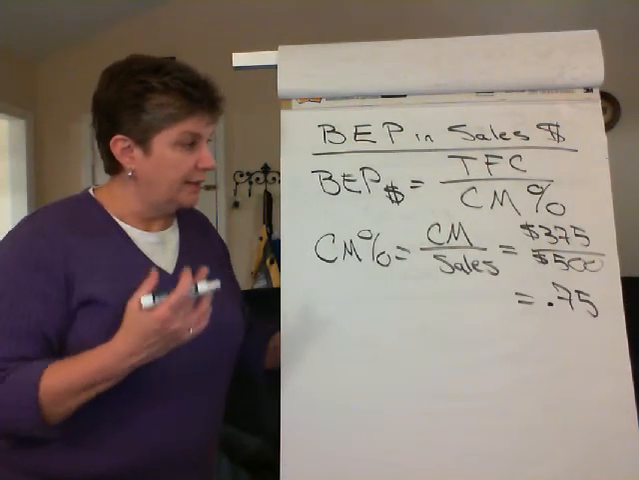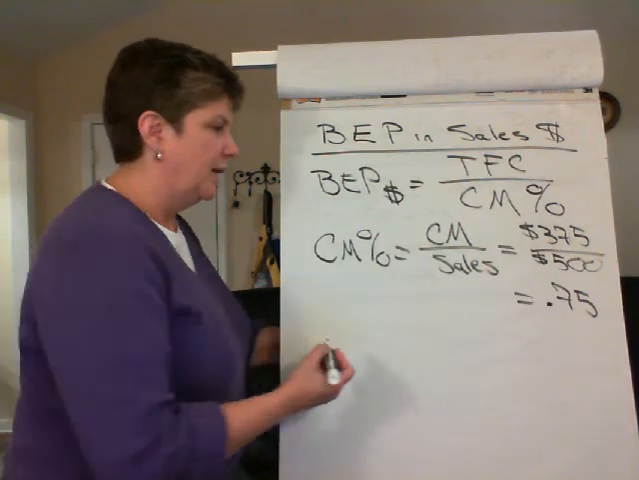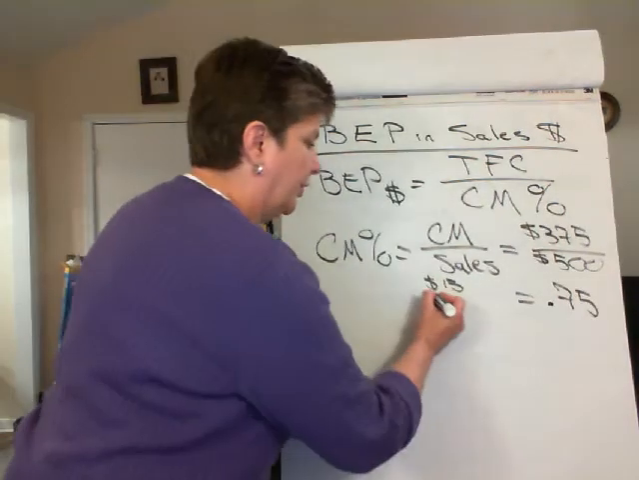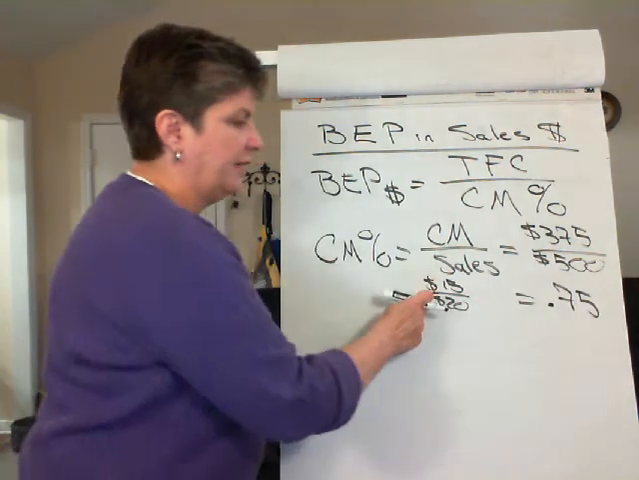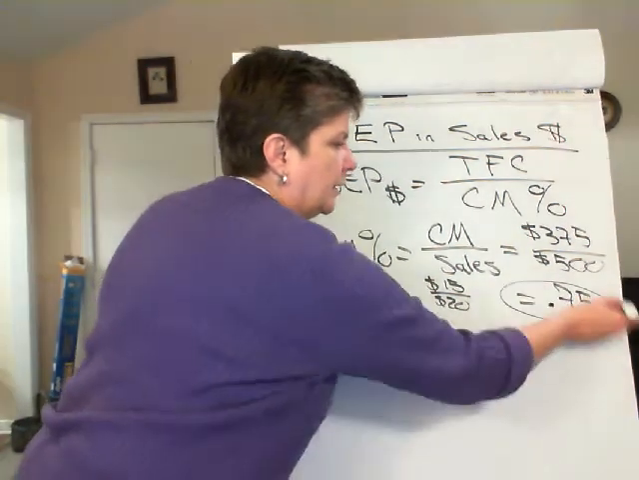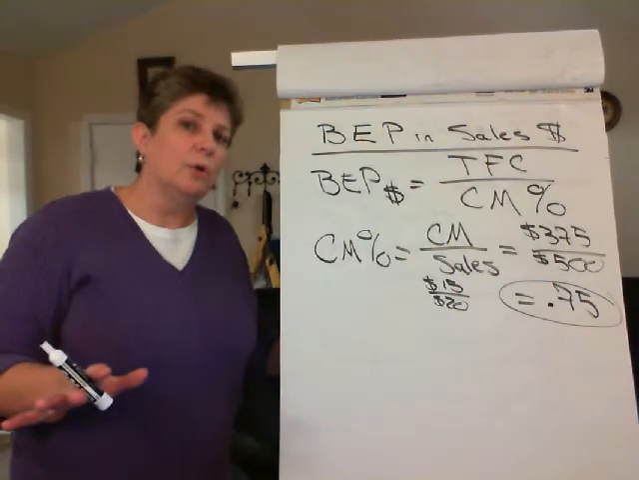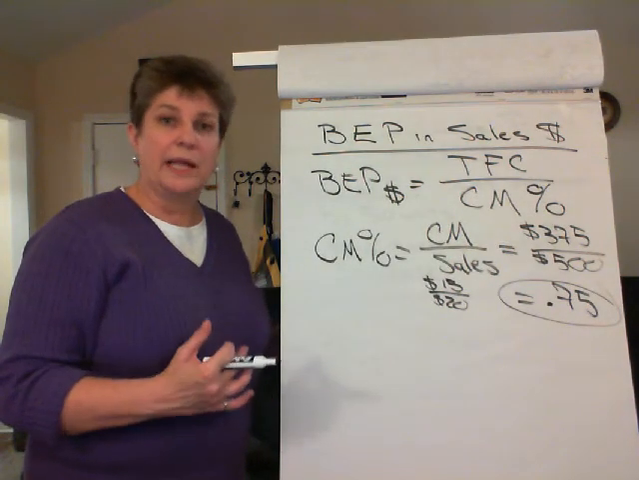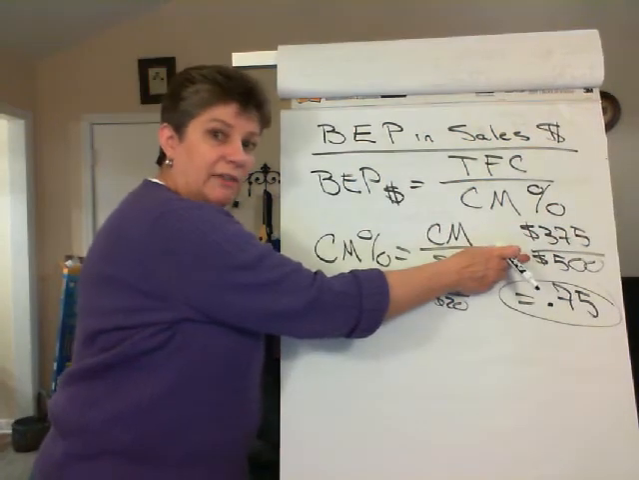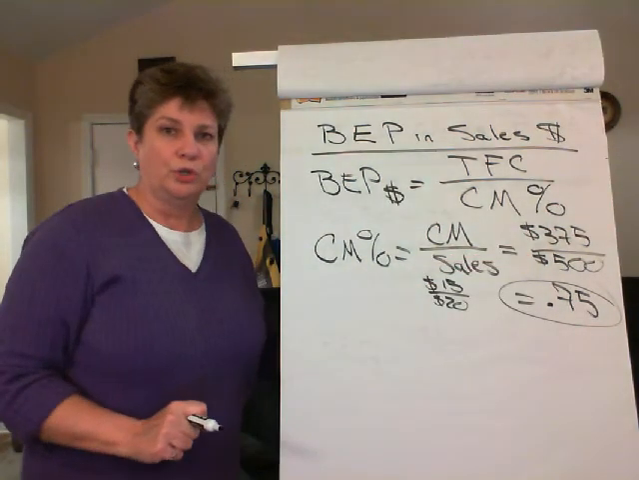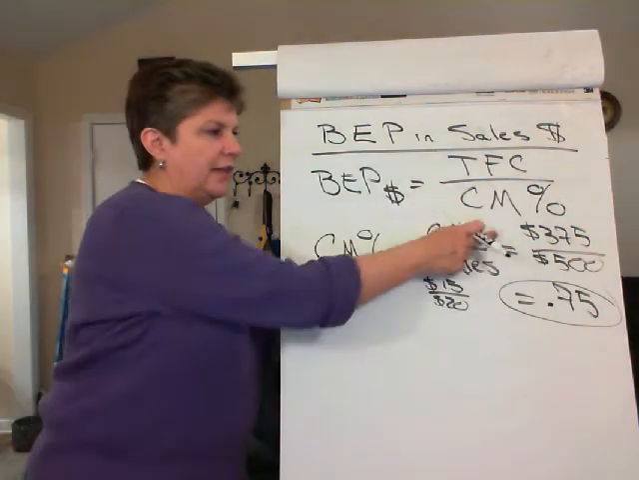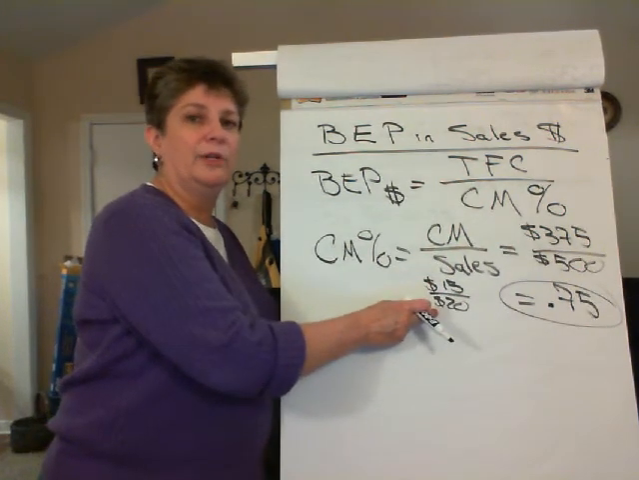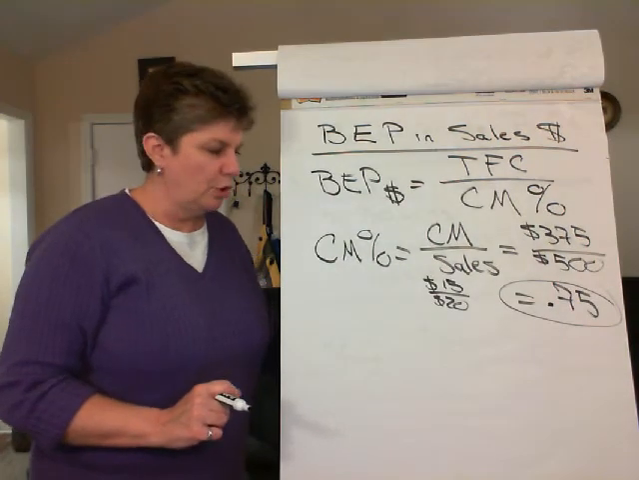Now you can also calculate this using the per unit information. Our contribution margin per unit was $15, and our sales price per unit was $20, and 15 divided by 20 is also 75%. So it doesn't matter what you're given. If you're given just total information and not the per unit, it's not necessary to calculate the per unit. Total contribution margin divided by total sales will give you the contribution margin ratio. If you're given per unit information and not the total, it's not necessary to multiply it out. Per unit contribution margin divided by per unit sales price will still give you the contribution margin ratio.